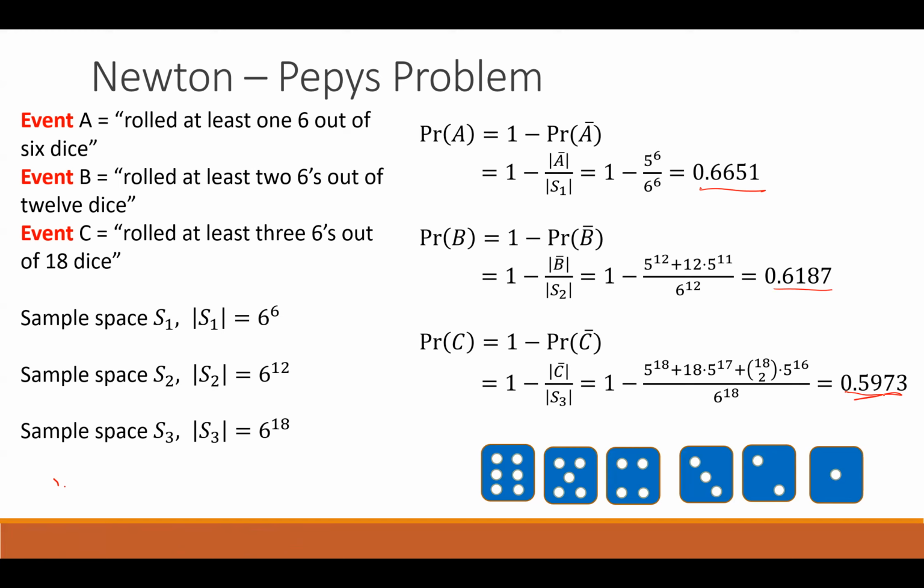This is a uniform probability space because we used fair dice. We rolled 6, 12, 18, it didn't matter. Each outcome had equal probability, and that means determining the probability of any given event comes down to simply counting the sample space and the size of the event. Okay.